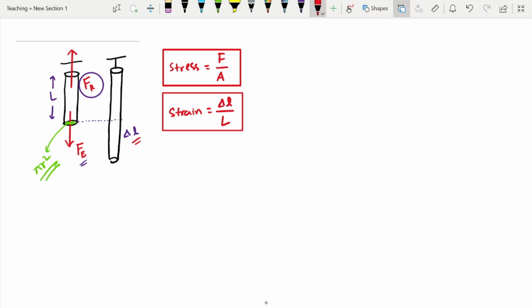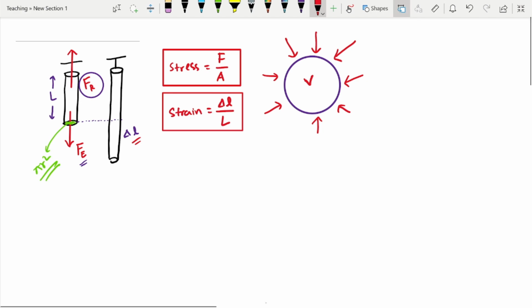Okay, now let's think of another scenario where we take a ball, circular in shape, and this ball has a particular volume V. We subject many external forces from the outside. What will happen after that? The ball will deform and get smaller, right? And here we can see a change in volume, delta V.